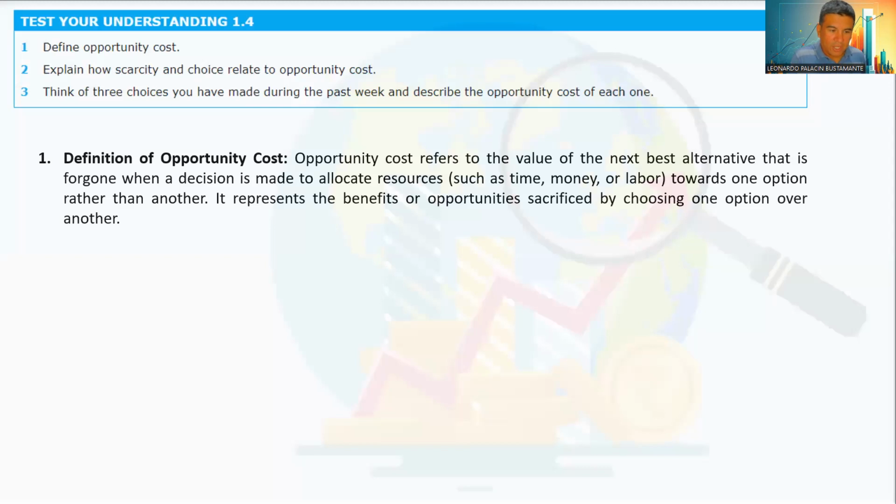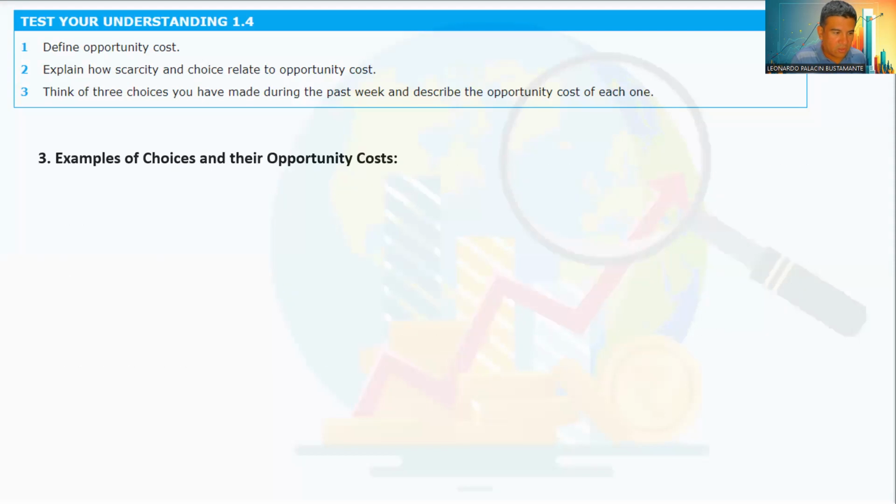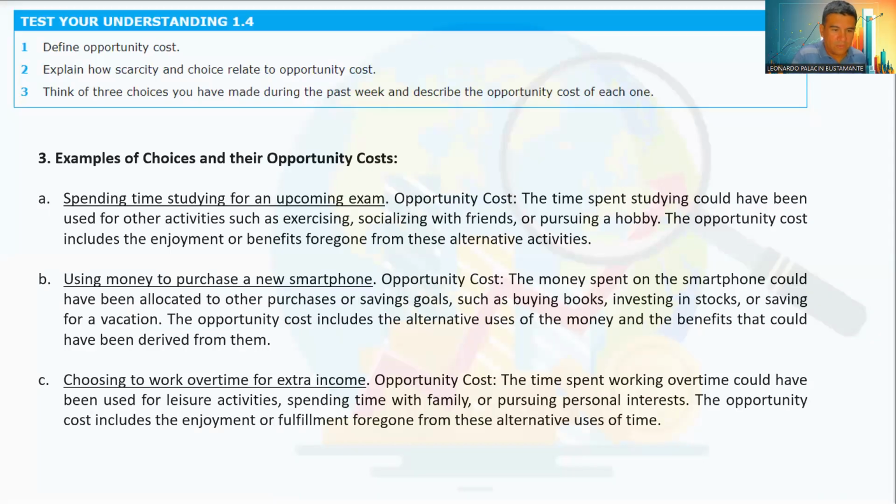I am presenting the answers. In number 1 and number 3, the definition of opportunity cost. And in number 2, how scarcity and choice are related to opportunity cost. I provide these answers.